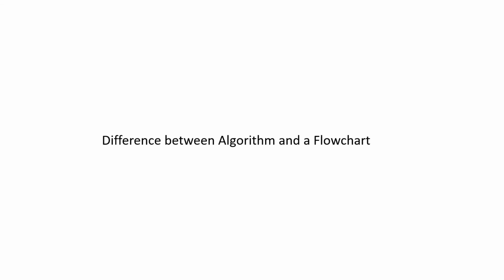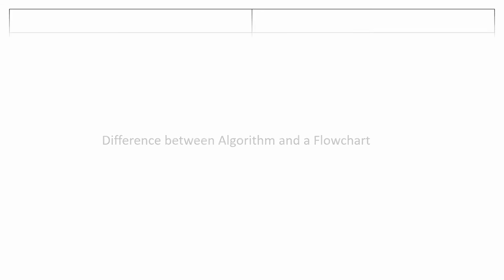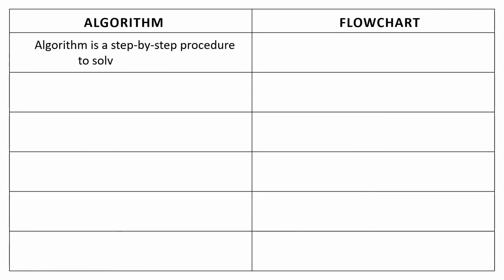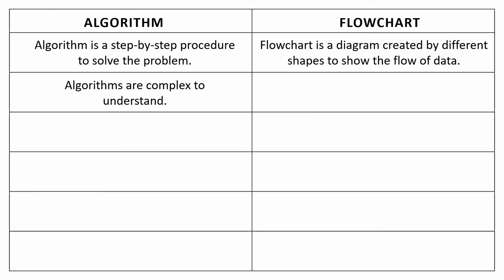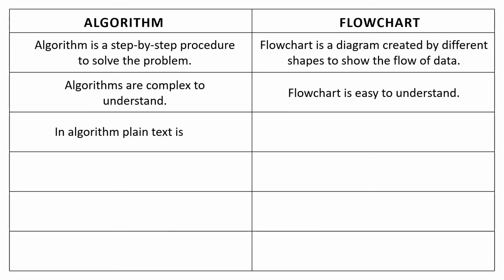Difference between algorithm and a flowchart are as follows. Algorithm is a step-by-step procedure to solve the problem. Flowchart is a diagram created by different shapes to show the flow of data. Algorithms are complex to understand. Flowchart is easy to understand. In algorithm, plain text is used. In a flowchart, symbols and shapes are used.